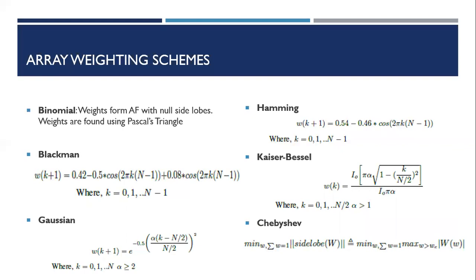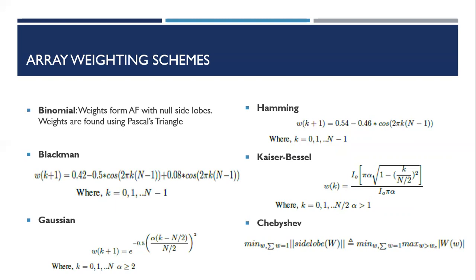After that, we have the array weighting scheme. In order to calculate those complex weights, we have different kinds of schemes, namely binomial, Blackman, Gaussian, Hamming, Kaiser-Bessel, and Chebyshev. These specific schemes are valid in different contexts, for example depending upon the frequency of the transmission, the height of the receiver and transmitter, the distance between the transmitter and receiver, and the type of geographical region, whether it is urban, suburban, rural, or densely urban. Depending on all of these parameters, we decide which array weighting scheme to use.